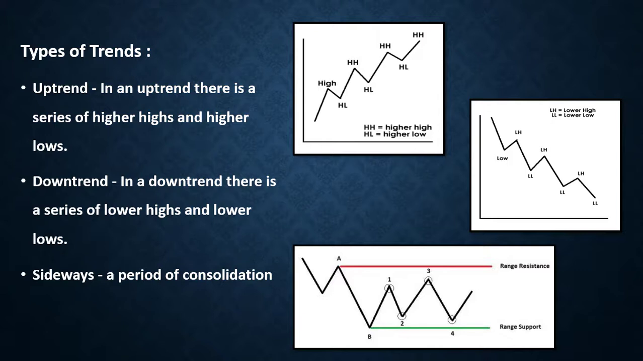And a sideways trend is the horizontal price movement that occurs when the forces of supply and demand are nearly equal. This typically occurs during the period of consolidation before the price continues a prior trend or reverses into a new trend. So let's jump on charts to see how we identify trend.